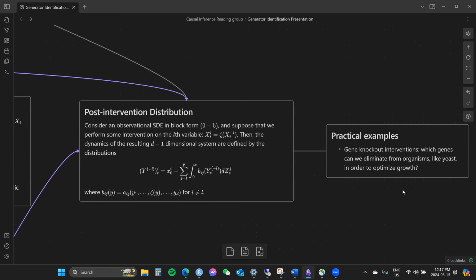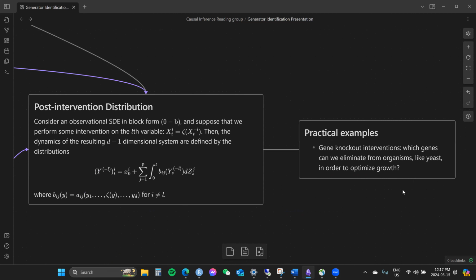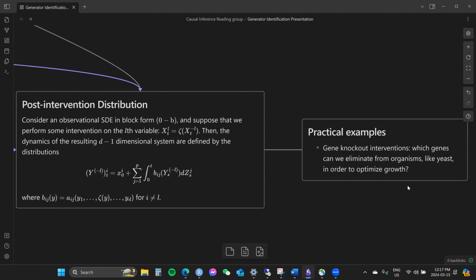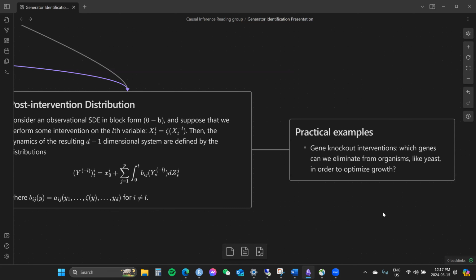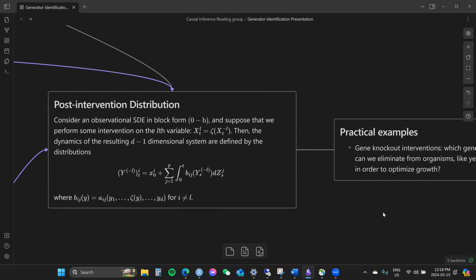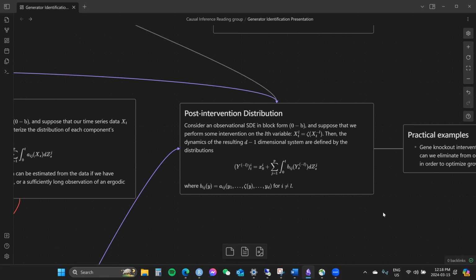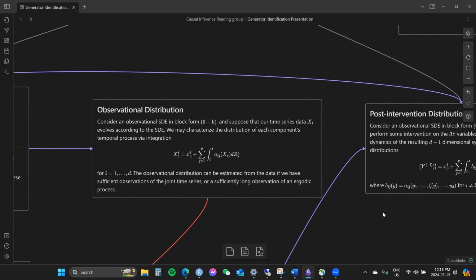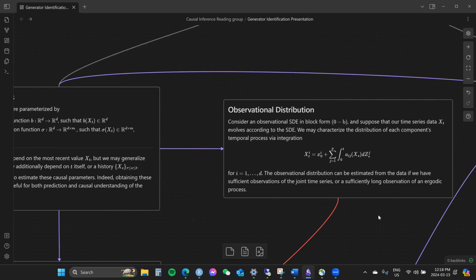This has a lot of practical examples. One of them is gene knockout. So for example, if you want to see how you can promote the growth of some organism like yeast, the question could be, which genes do you try to eliminate so that it grows the fastest? So it's a practical example. And again, this is something that you can obtain if you have the SDE parameters.